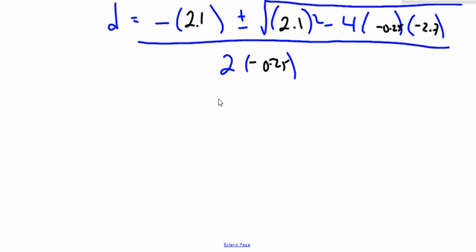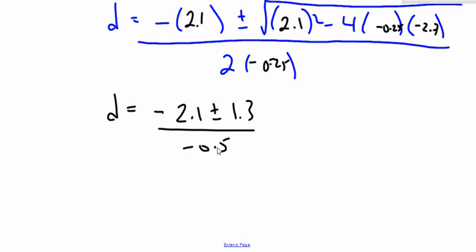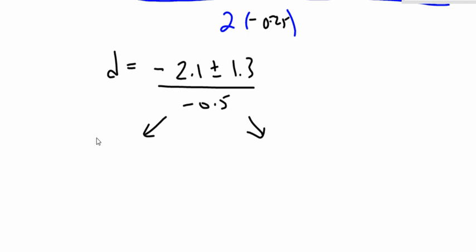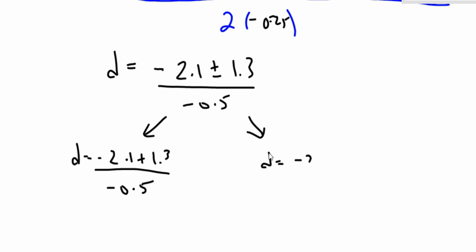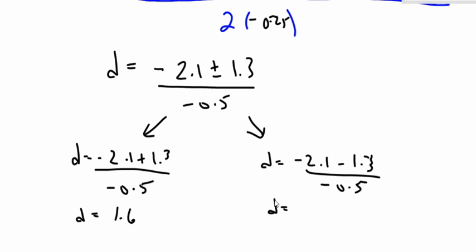So I'm not going to spend a lot of time showing you the calculations. Again, that's mostly calculator stuff. I end up with negative 2.1 plus or minus 1.3 divided by negative 0.5, and then splitting that into the two different roots, I should get d equals negative 2.1 plus 1.3 divided by negative 0.5, and d equals negative 2.1 minus 1.3 divided by negative 0.5. So calculating, here I get 1.6, and here I get 6.8.